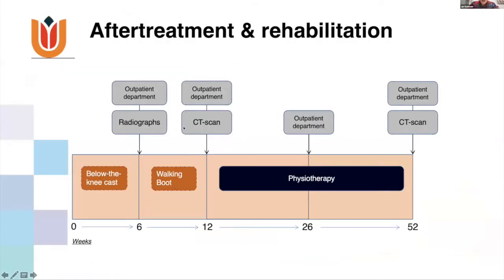So how does the aftertreatment look like? We have a below-the-knee cast for 6 weeks, after which we see the patient in the outpatient department for radiographs. And then the patient goes into a walking boot, after which at 12 weeks postoperatively, we take a CT scan and the patient will go out of the walking boot. And we'll start with gradual weight bearing and physiotherapy to increase the range of motion and start getting back into a normal walking pattern again.